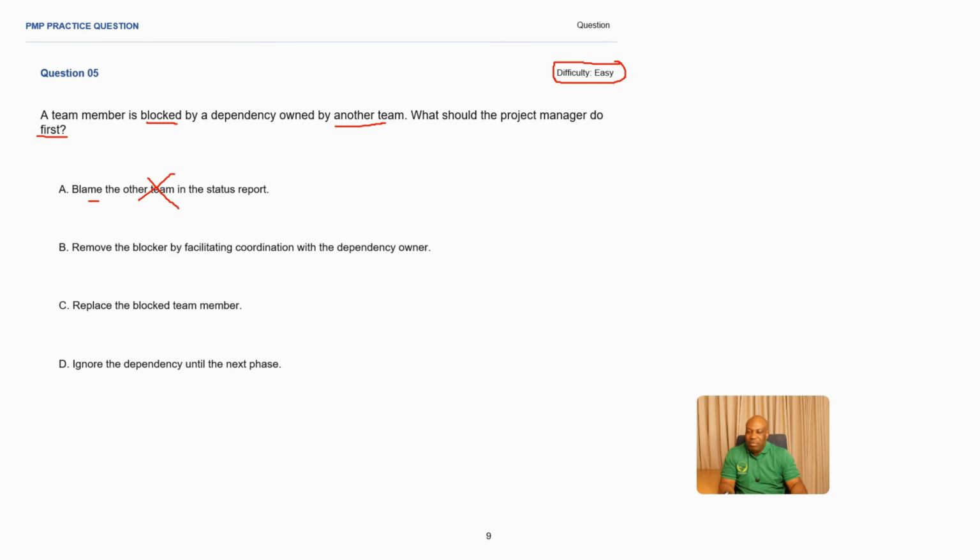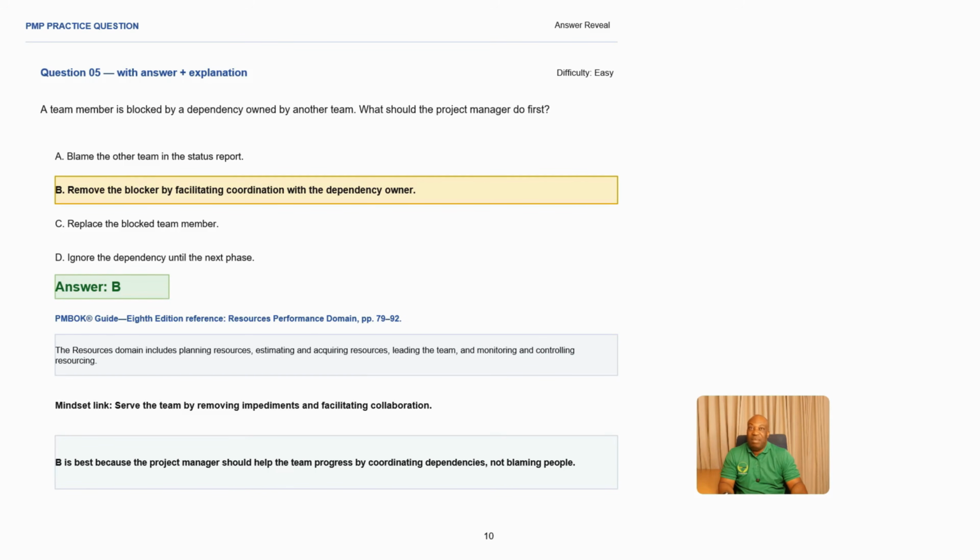Then B, remove the blocker by facilitating coordination with the dependence owner. Okay. This will make sense because it's removing the blocker here. Number C, replace the blocked team member. As a project manager, you don't rush to replace team members without understanding the problem or without trying to resolve the problem, thereby eliminating this one as an answer. Then D, ignore the dependence until the next phase. Never ignore anything in a project if you're a project manager. So eliminating this as an answer, making B the best answer in this scenario. So B is the best answer.